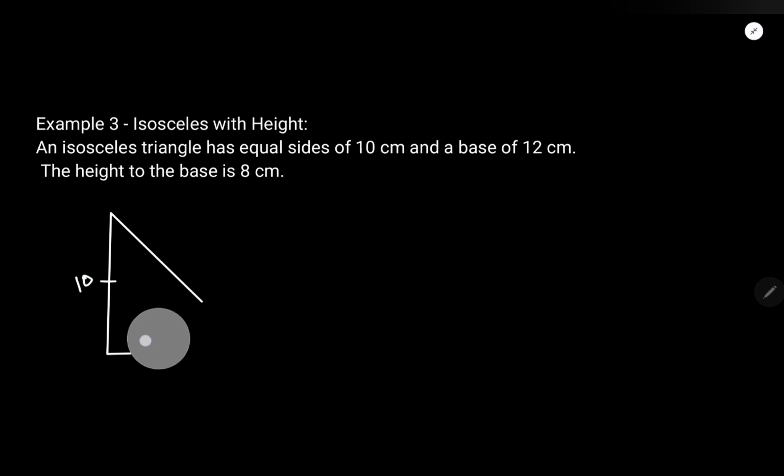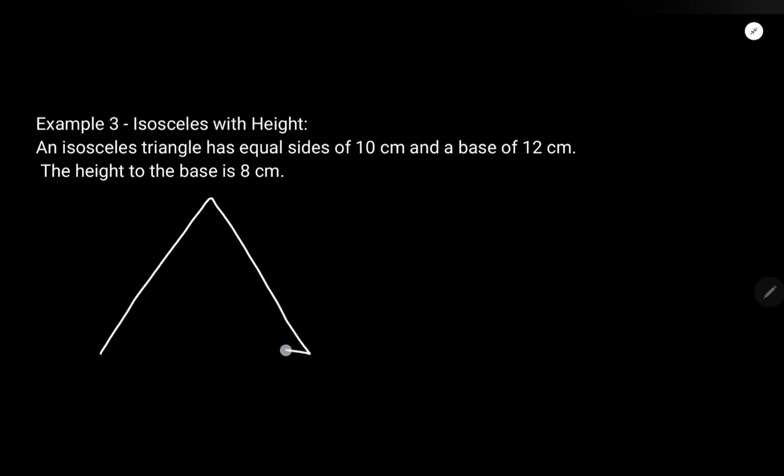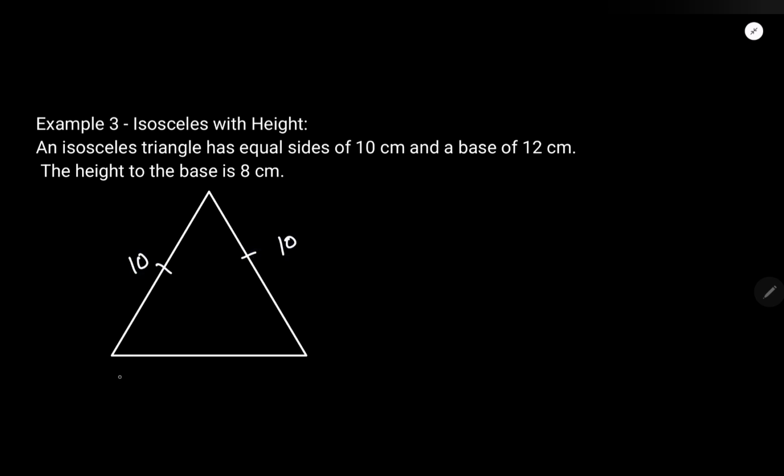Okay, so this is not a right angle triangle. If they had written right angle, then we would draw a right angle triangle. Now they are saying isosceles triangle. This is 10, this is 10, and the base is 12. Now they have given us the height, so we do not need to calculate it. Height to the base is what? 8 centimeter. This is 8.